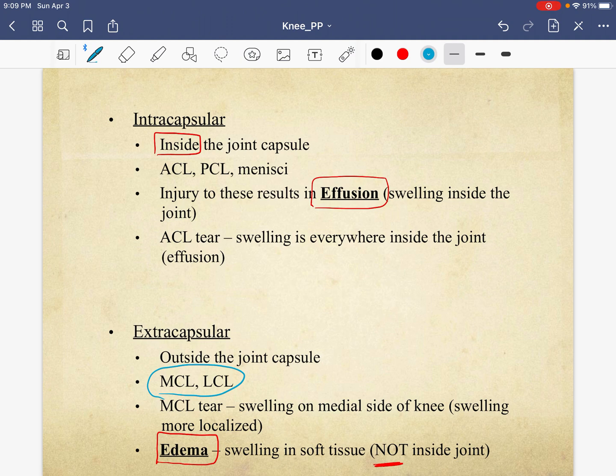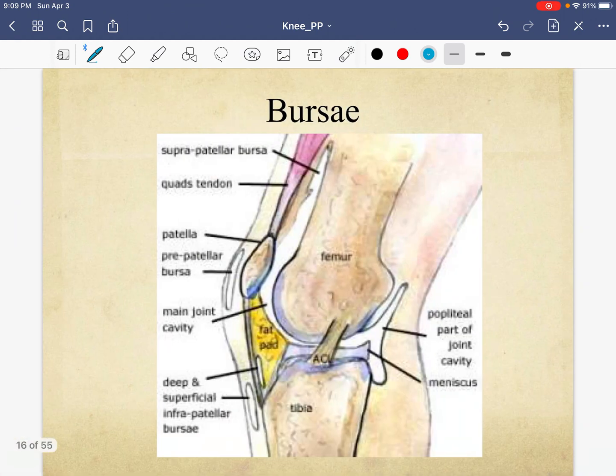As a side note, sometimes we can get stubborn intracapsular swelling, stubborn effusion, and that's when you would get your knee drained. You'd shove a needle in the joint to drain inside the joint.